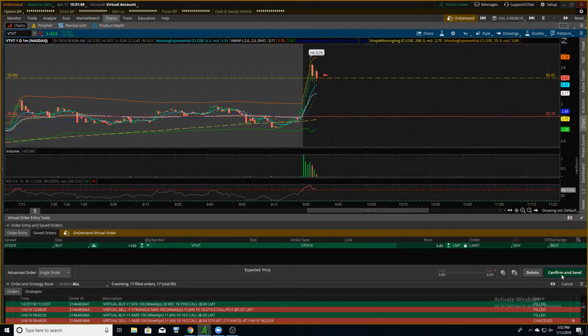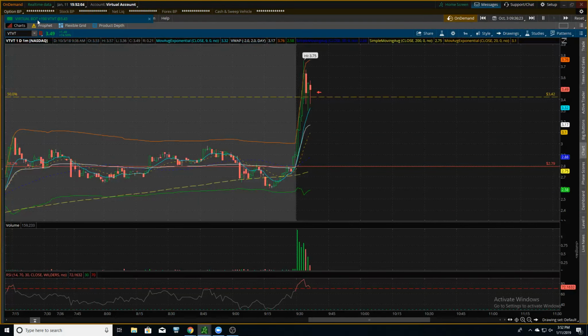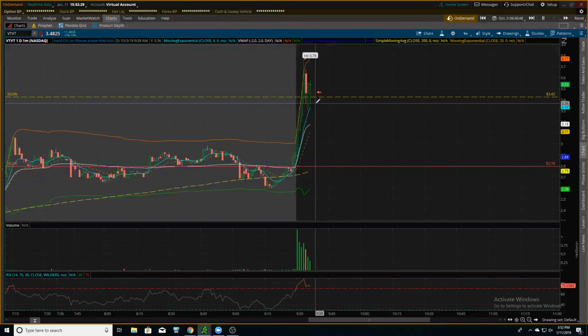Price is moving. Virtually, we bought 100 shares. Now you can see the candles are moving. Showed a little bit of wick through here. Now, the way you would have got out is set your stop a few cents below that. So if we got in at 345, set your stop at 338. And as soon as it made it to 338, you would get out.